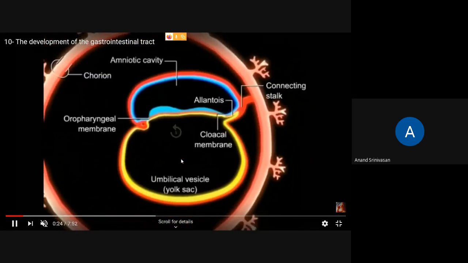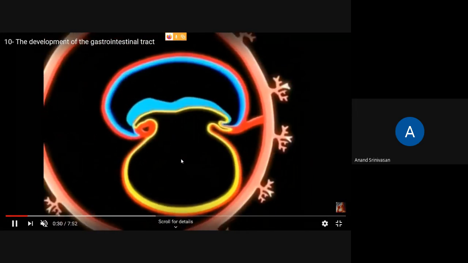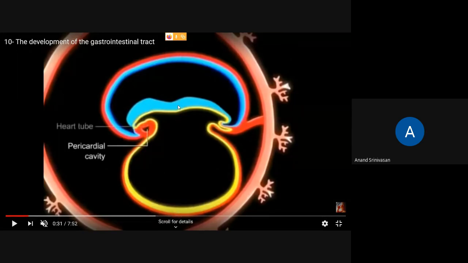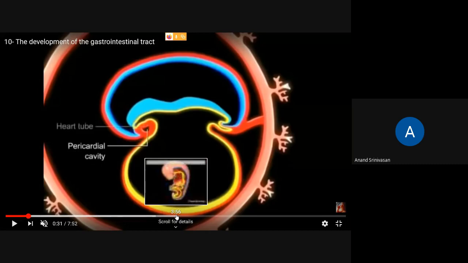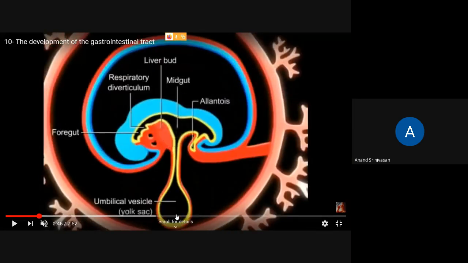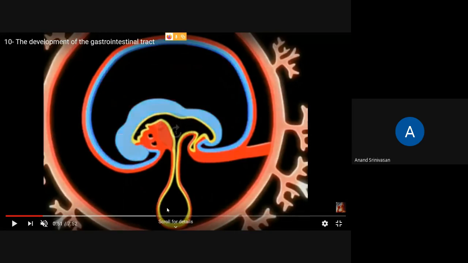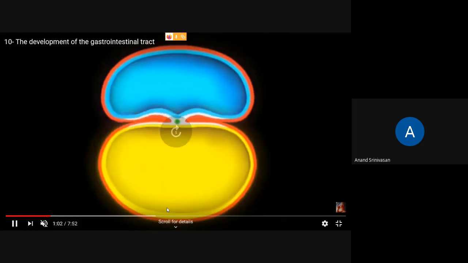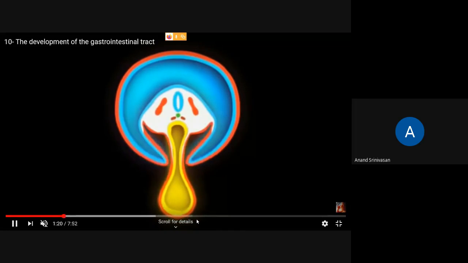See here. If you take a section, it appears that it is connected to the yolk sac. But here, if you take a section, it appears that both are separate. It appears that they both are separate.